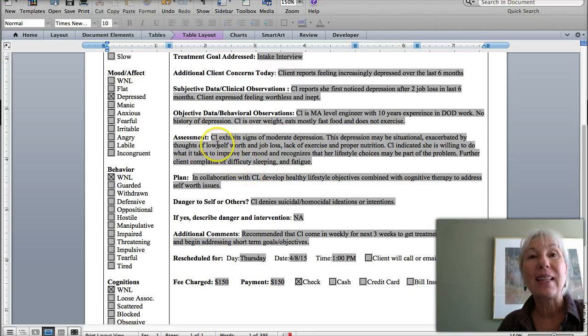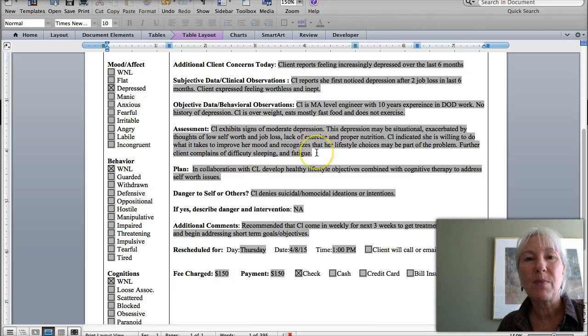Okay, so the clinical observation, that is more behavioral and measurable, as we've talked about before. The client is an MA level engineer with 10 years experience, no history of depression, overweight, eats mostly fast food, and does not exercise. You know as a professional the connection that we now know between lifestyle choices and depression, so it's really important that you make notes of this.